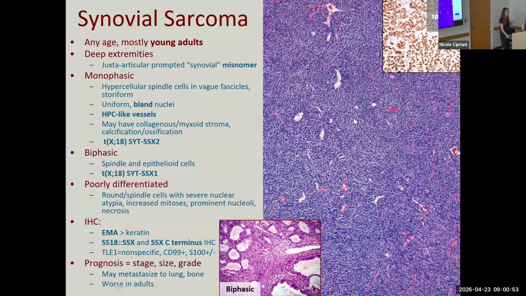Monophasic has SYT-SSX2 fusion, biphasic has SYT-SSX1. You can get high-grade or poorly differentiated synovial sarcoma with increasing amounts of round cells and atypia. Generally, all of these will stain with an EMA and/or keratin. So if you don't see EMA or keratin, rethink your diagnosis. TLE1 is non-specific, so we start to use the synovial sarcoma-specific IHC.